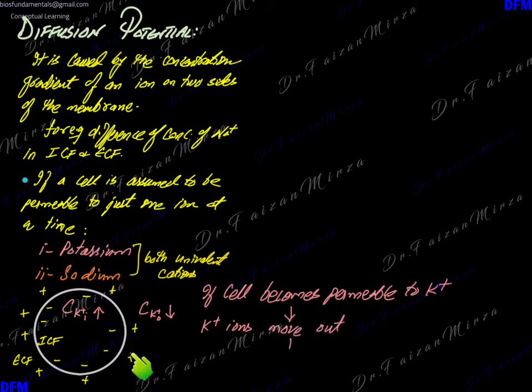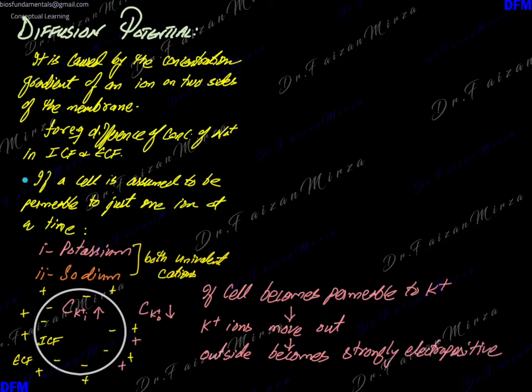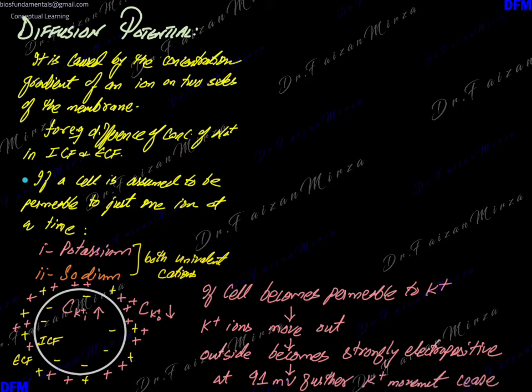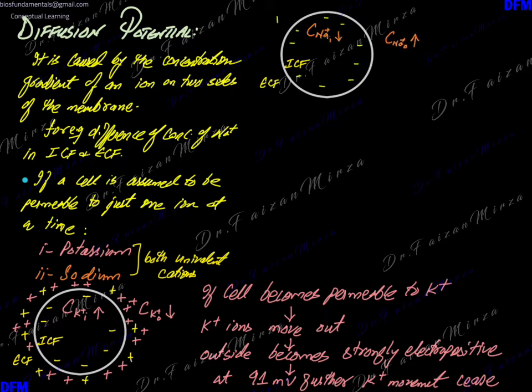But when the potassium ions leave the cell, the outside becomes more positive because more positive charges start to accumulate outside. Potassium ions are just moving down the gradient. At plus 91 millivolts, further movement of potassium will cease, so more potassium cannot move. That's where the equilibrium is established. No potassium will go out anymore.